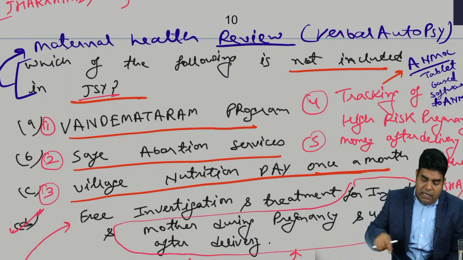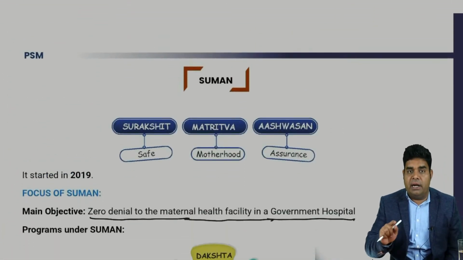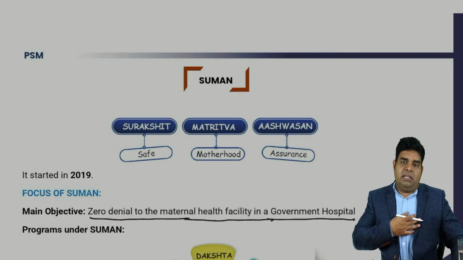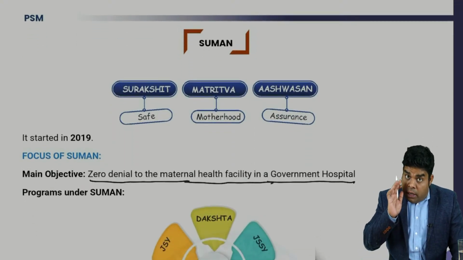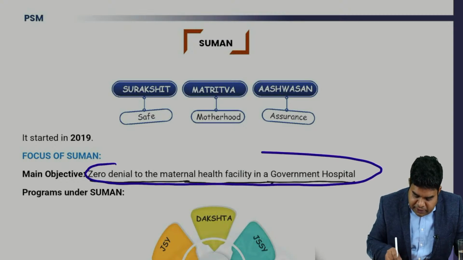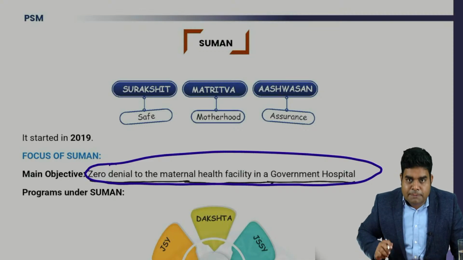And JSY comes under Suman. Suman has 5 programs under it. Suman stands for Surakshit Matritva Aswasan. Aswasan means all is well assurance. And the aim of Suman is that there should be zero denial of maternal health facilities in government hospitals. They forget to write if available.